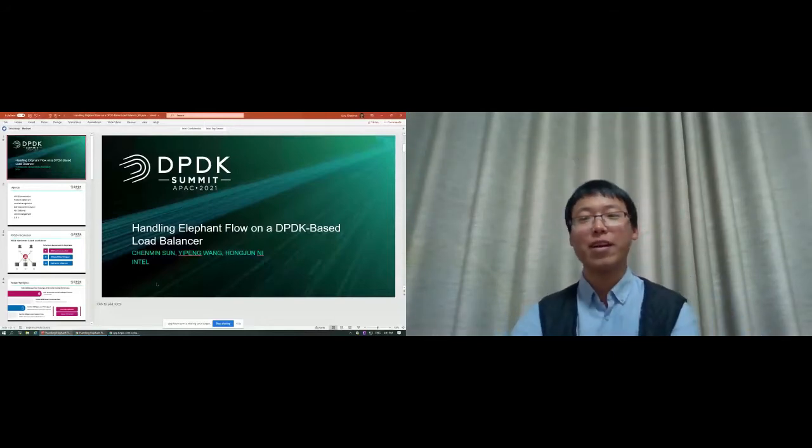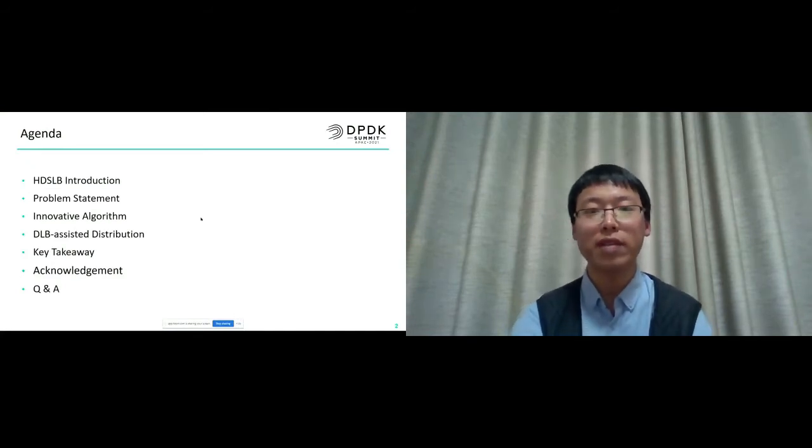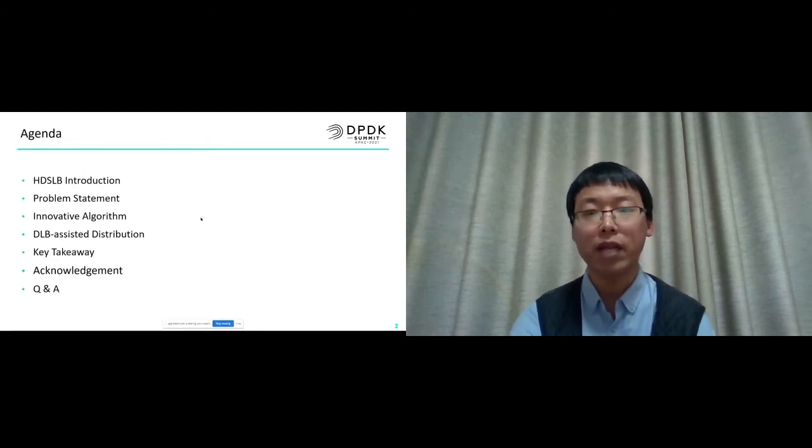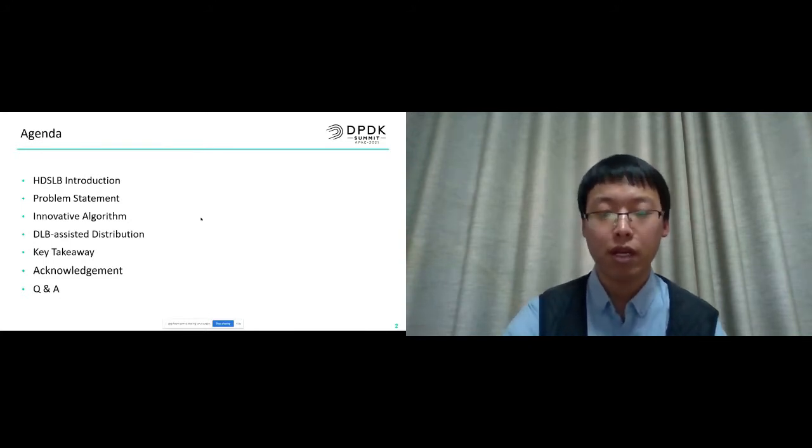So here's the agenda. As our work is based on the HDSLB product, first let's have a quick review of the HDSLB so that you can understand the background clearly. The next is the problem, how to handle the elephant flow. Then Yipeng will introduce the innovative algorithm to detect the elephant flow. Then I will introduce the Intel new hardware accelerator DLB and our whole solution. And at last, the key takeaway and the acknowledgement. Okay, let's start.